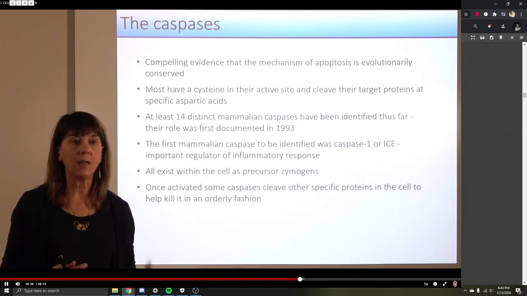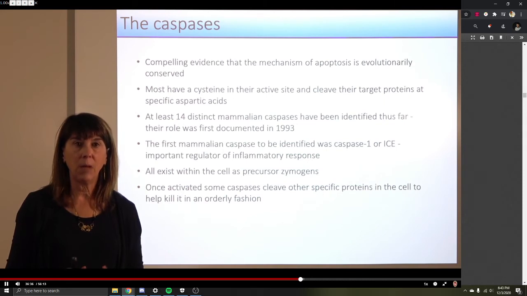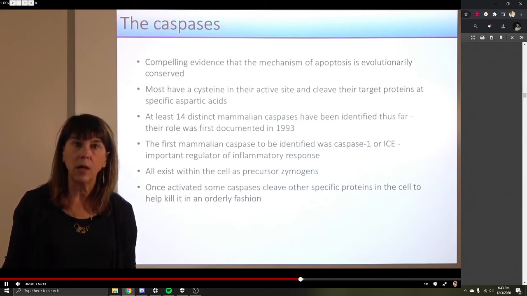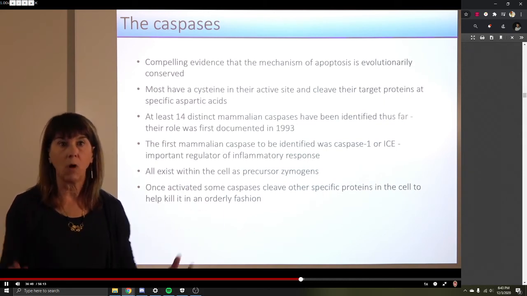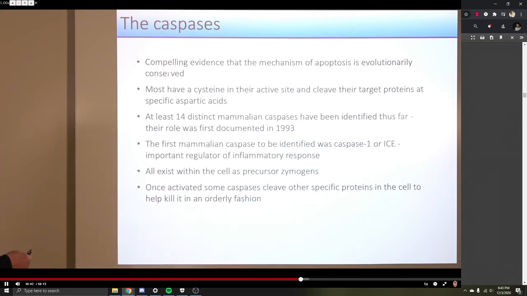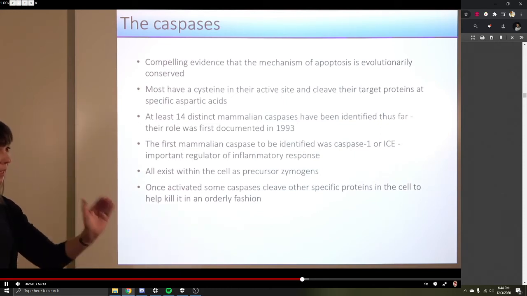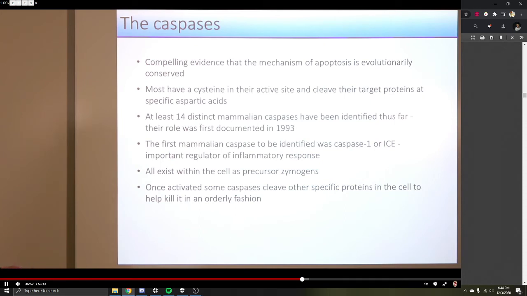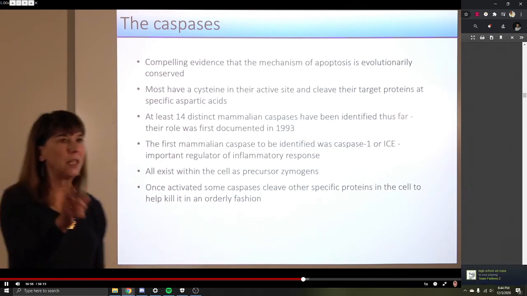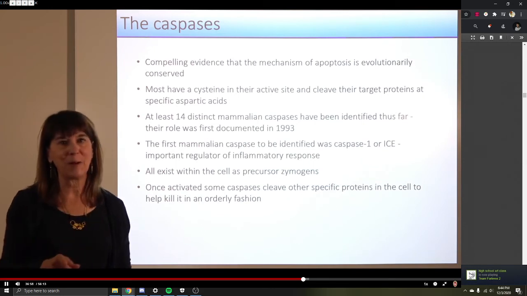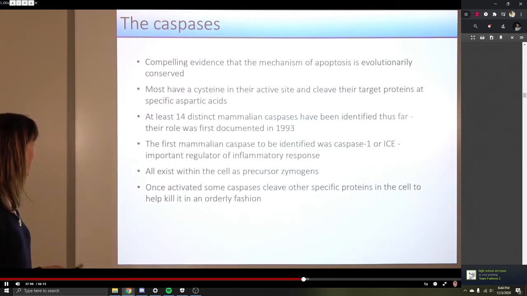Where if something, you're not getting cell death, cancer. Maybe you're not getting the cell death you need, so these cells just keep growing and keep growing. Most caspases have a cysteine in their active site. Most cleave target proteins at a specific aspartic acid in that P1 position. At least 14 different mammalian caspases have been identified since 1993, which isn't that long ago.